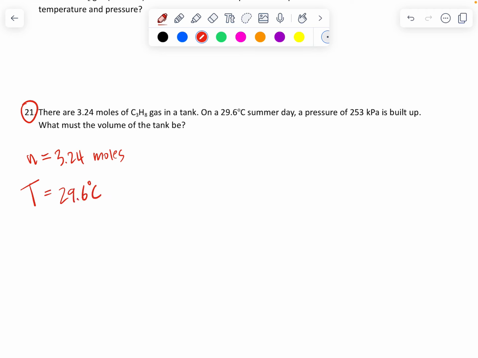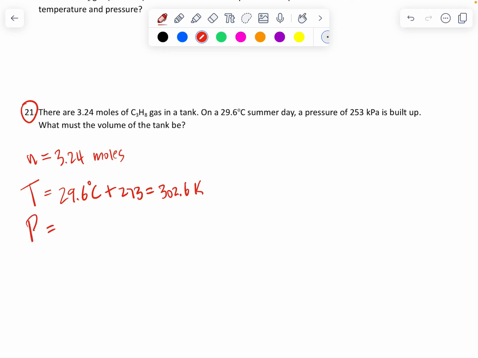29.6 degrees Celsius. Now, I'm going to stop myself really quick. That's in degrees Celsius. No bueno, not good, right? I'm going to convert that to Kelvins by adding 273 to it. 273 plus 29.6, I got 302.6 Kelvin. All right, let's move on forward.